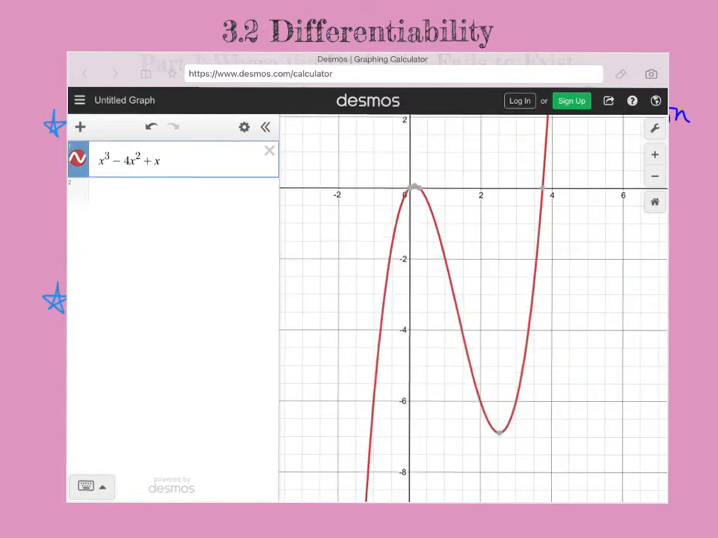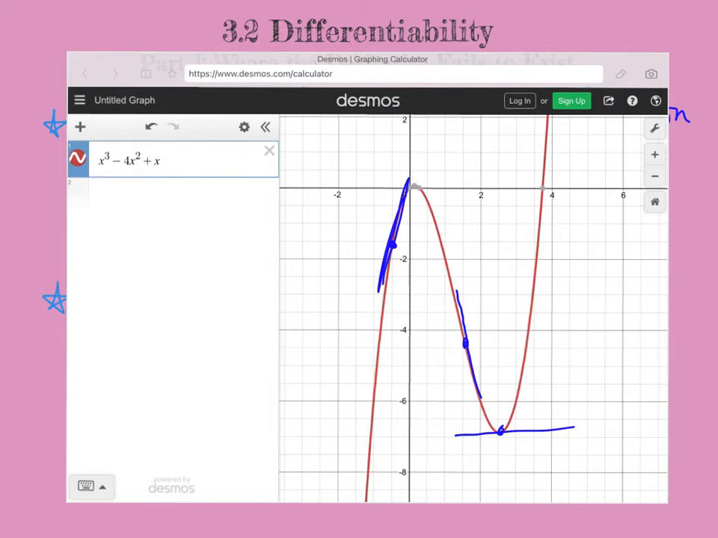We could draw tangent lines anywhere on this graph. We could draw one here. We could draw one down here. Could draw one down here at this local minimum. It's horizontal. And we could draw those anywhere on the graph of this function. So all polynomials are differentiable.